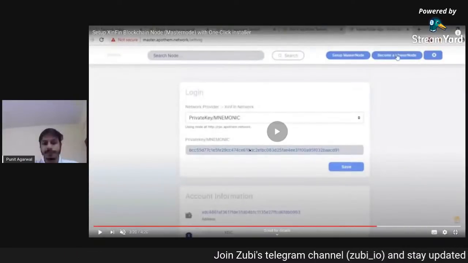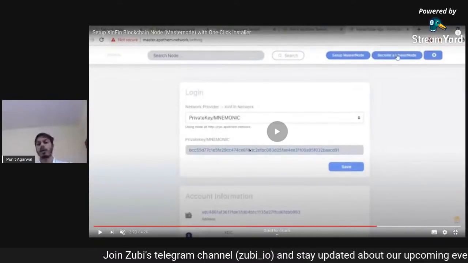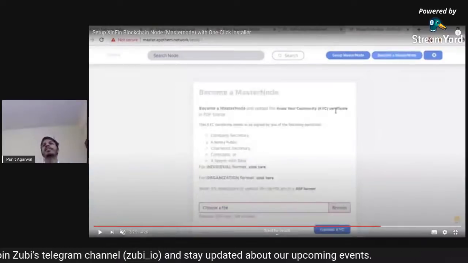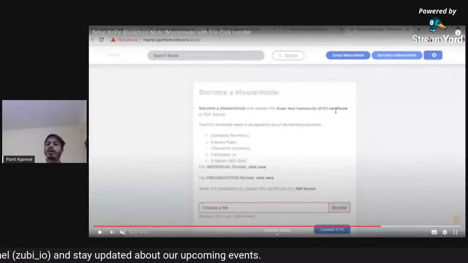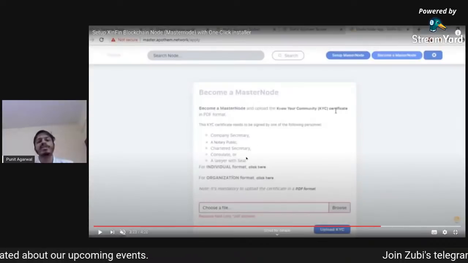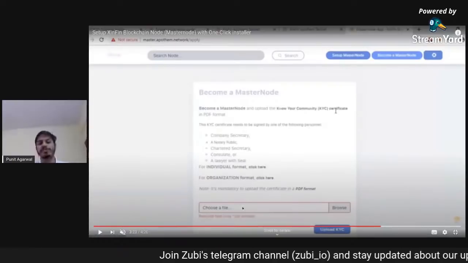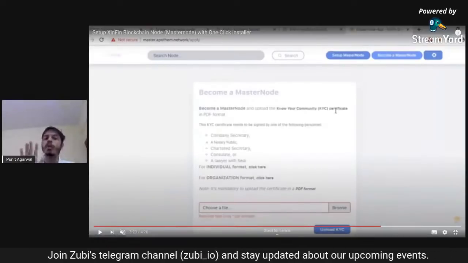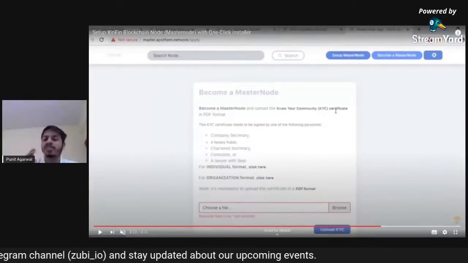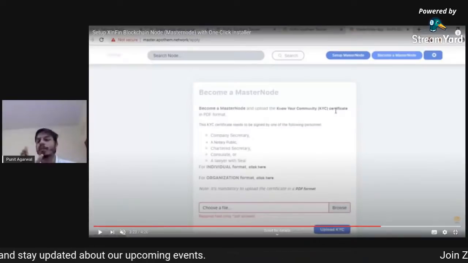whether this master is KYC or not. Basically, in order to become a master on Zenfin, you have to do a KYC. For KYC, you can use any of these authorized documents. You can just choose a file and put it there, and you would become a very specific kind of node called a master node on the blockchain.